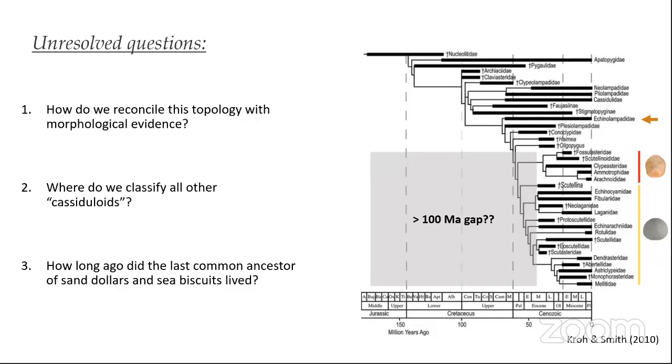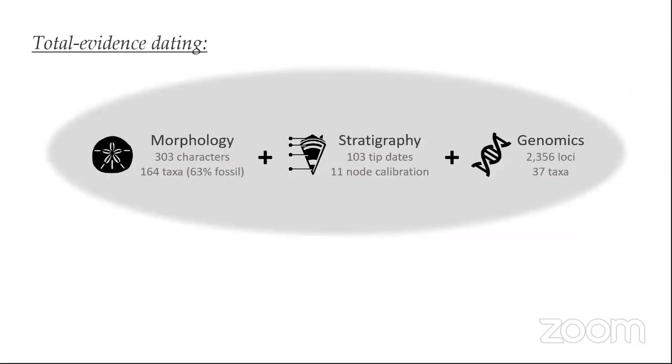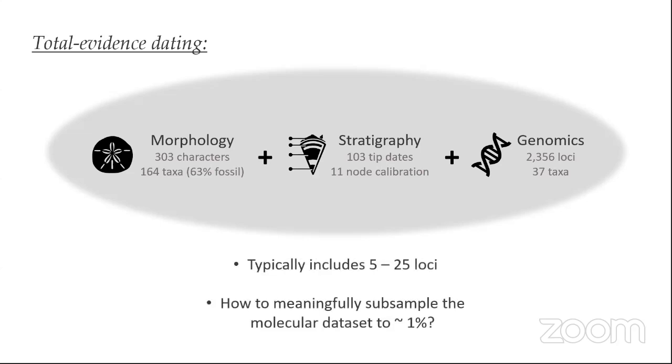But we can't really get at this question with traditional node dating approaches because we don't know which fossils to use to calibrate this node in the first place. And so what we decided to do instead is combine morphological, stratigraphic, and genomic data in a total evidence dating framework.